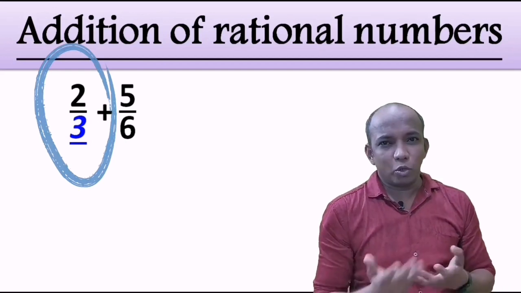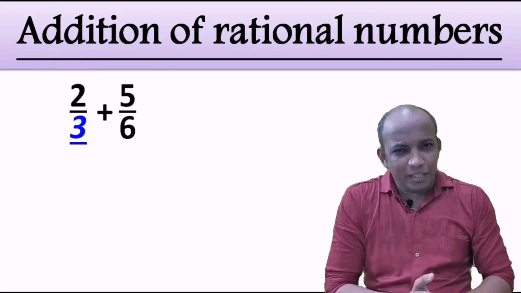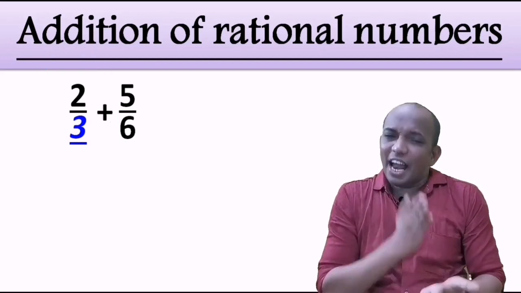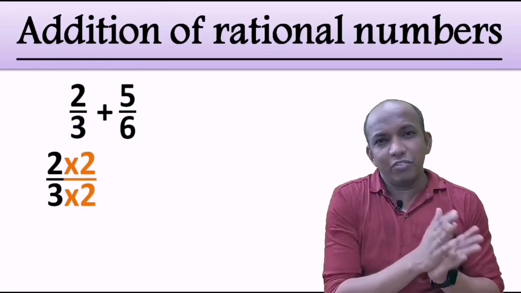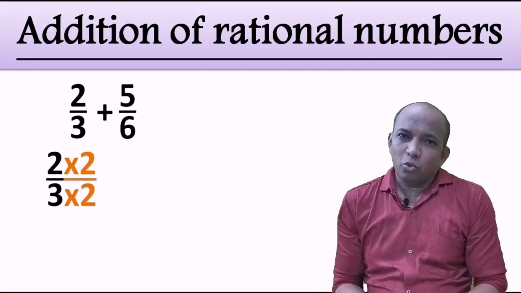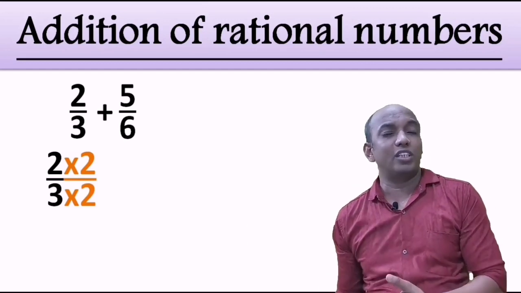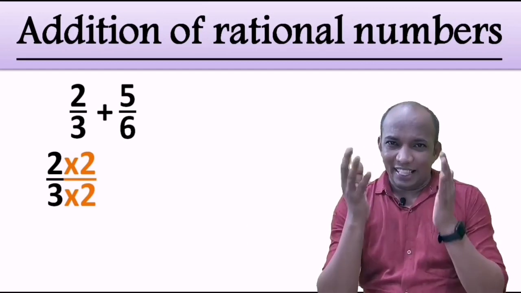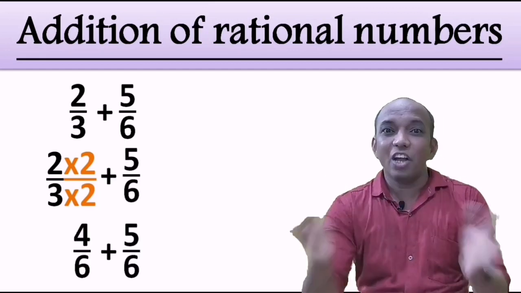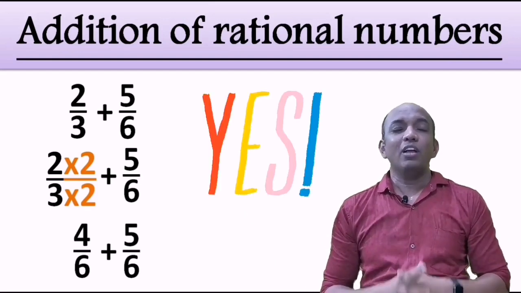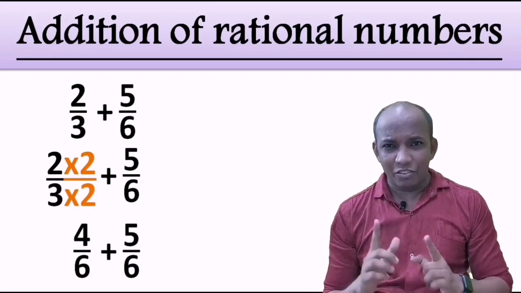In 3's table we get 2s. So what we are going to do, we will multiply both numerator and denominator of that fraction by 2. So here on your screen, we will do 2 into 2 upon 3 into 2, and the second fraction, that is 5 upon 6, will be written as it is, and that gives the result 4 upon 6 plus 5 upon 6. And here we go, our denominators are equal, both the denominators are 6.